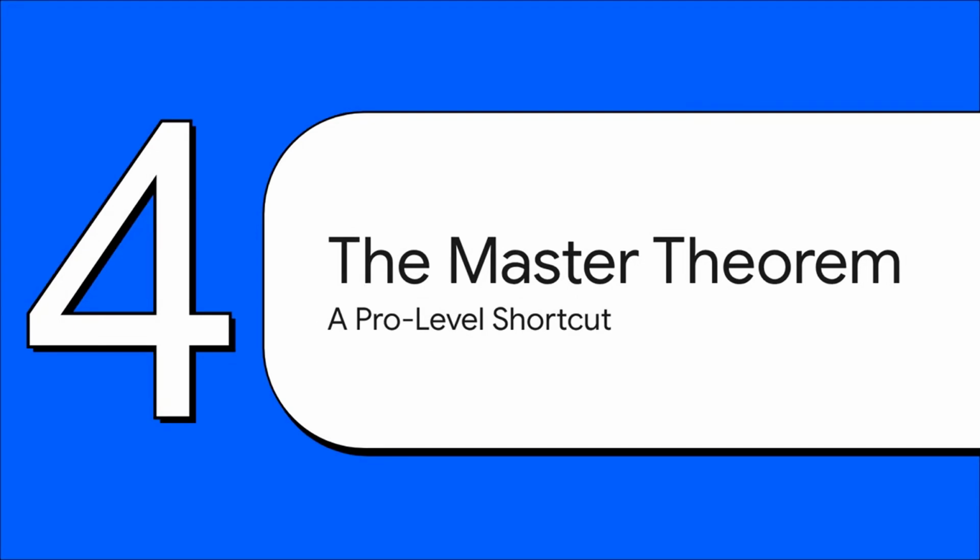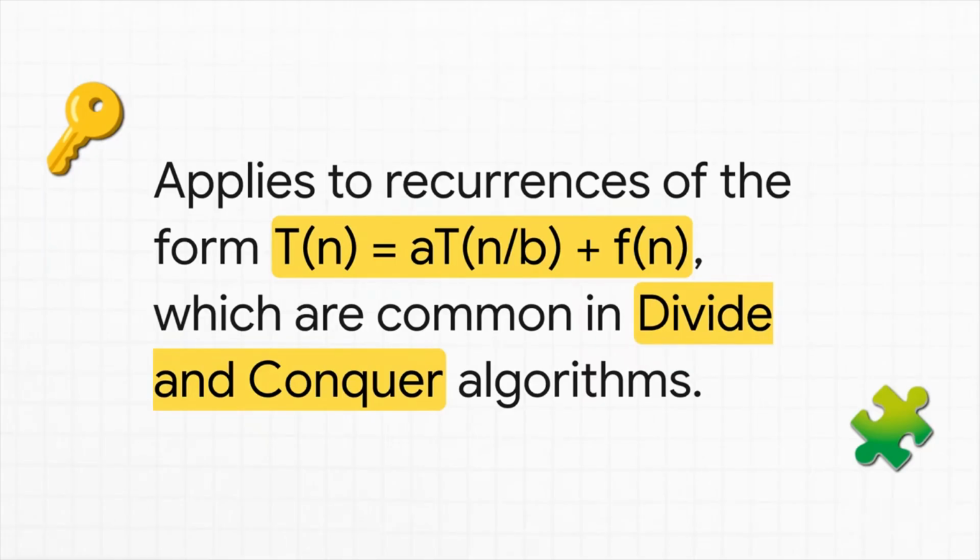Okay, let's shift gears for a second and look at a pro-level tool. Because for algorithms that are way more complex than our simple factorial example, ones that split the problem into multiple smaller pieces, there's a kind of amazing shortcut for analyzing them. It's called the master theorem. So this is what its general form looks like. You can think of this thing as a universal key, a lifesaver, for a whole class of algorithms called divide and conquer.